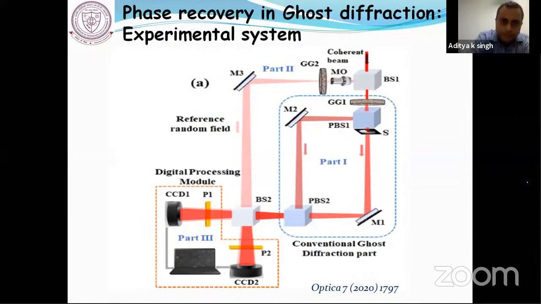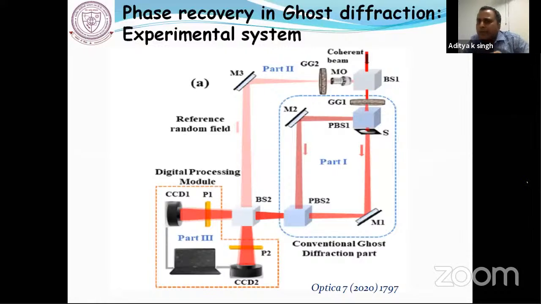This is my experimental setup. I'll first explain part 1 and then go to parts 2 and 3. Part 1 is nothing but a conventional ghost diffraction setup, like I presented in the earlier slide. The light which illuminates the GG1, whether it's rotating or frozen, the random light will now split into 2 parts.